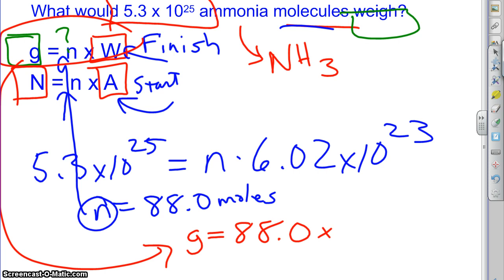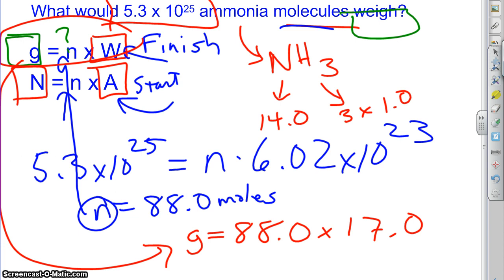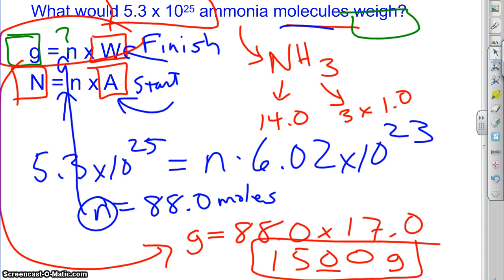Oh, we didn't calculate that yet, did we? Well, we have one nitrogen. Nitrogen is 14.0 off the table. And we have 3 hydrogens, which are 1.0 each. So 14 plus 3 is 17.0. So the answer is going to be 88.0 times 17.0, which is, to 3 sig figs, 1,500 grams. And there we go.